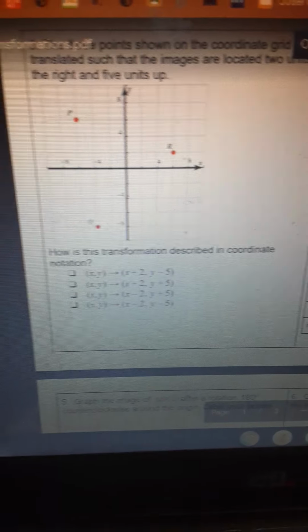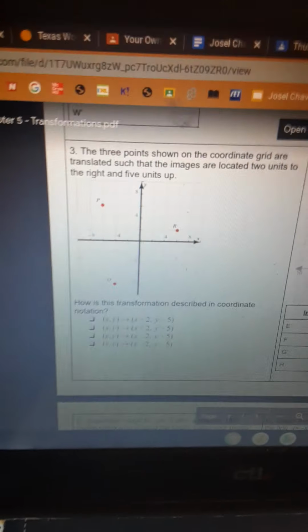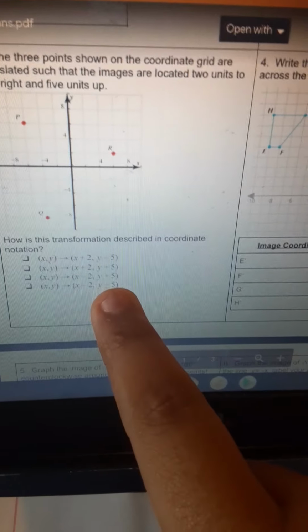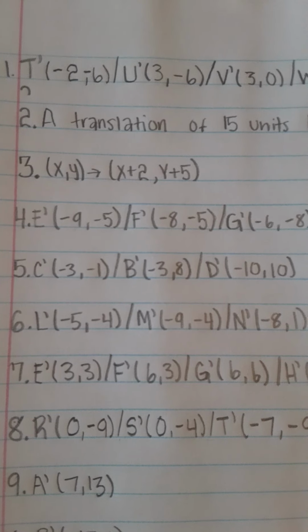Number 3. Three points shown in the coordinate grid are translated such that the image will locate 2 units to the right and 5 units up. So right and up both equal plus, so both x and y are going to be a plus. And then you just got to plug in the numbers. So x plus 2, y plus 5, 2 units right, 5 units up. Yep, that's it. So x plus 2 and y plus 5 is number 3.